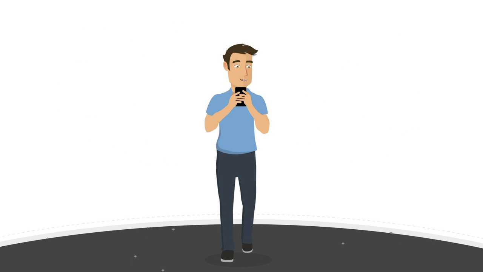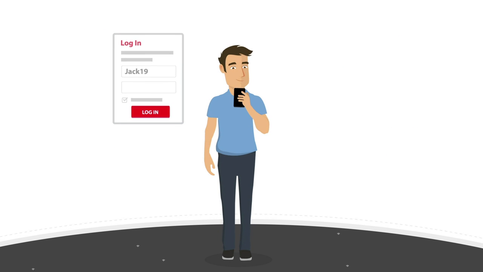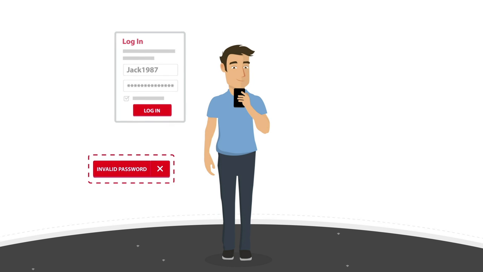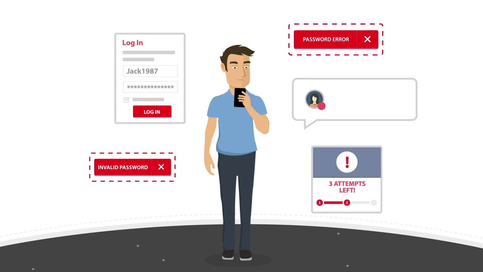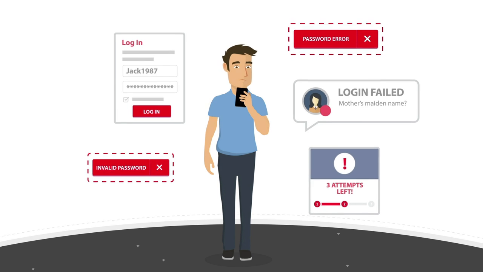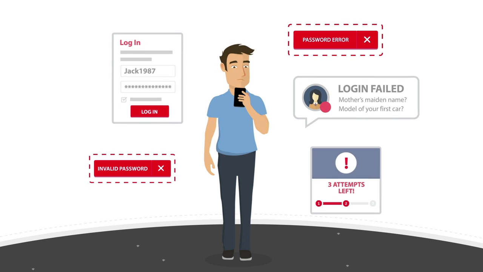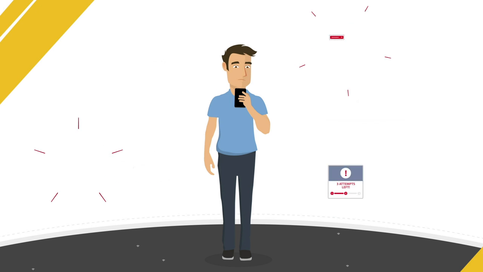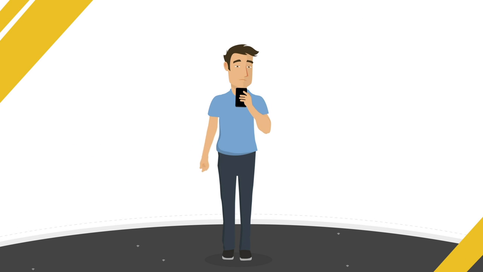And while Jack loves using his phone to bank online, he finds it frustrating having to remember passwords, enter codes, or answer a bunch of questions just to get to his money. He knows it's all there for security, but finds it such a pain. Surely in this day and age, there must be a better way.